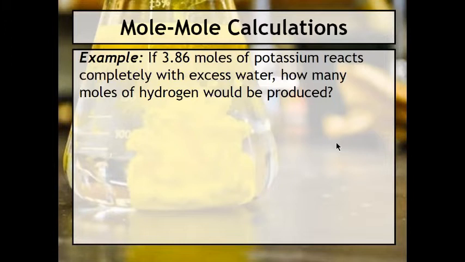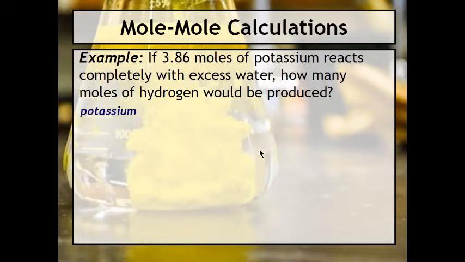What it's going to look like in chemistry is like this. It's going to give me a number of moles of something, and it's going to ask for moles of something else. So here I have 3.86 moles of potassium. Reacts completely with excess water. You'll see that word excess a lot in there. It's in there for a reason. We'll talk about that in another lesson, weeks ahead of now. How many moles of hydrogen will be produced?